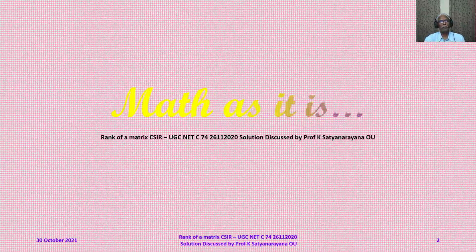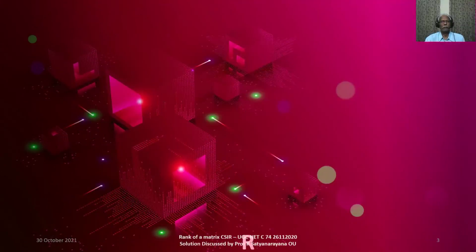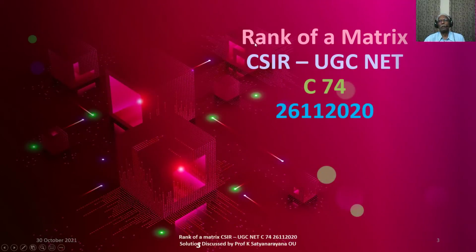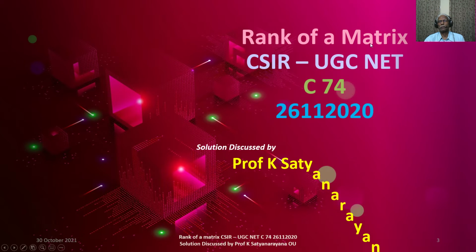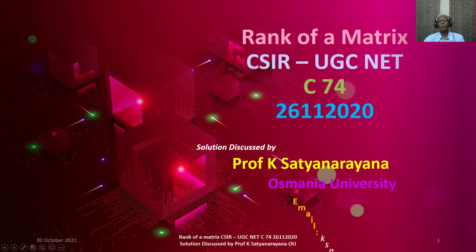We discuss the solution of a problem that has appeared in CSIR-UGC National Eligibility Test. The problem is on the rank of a matrix, and it has appeared in the CSIR-UGC NET examination held on 26th November 2020. It is from Section C, and it carries 4.75 marks.